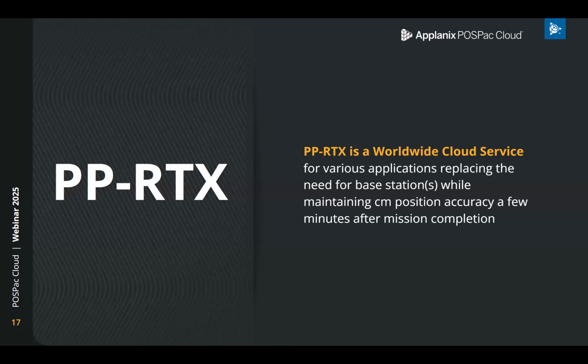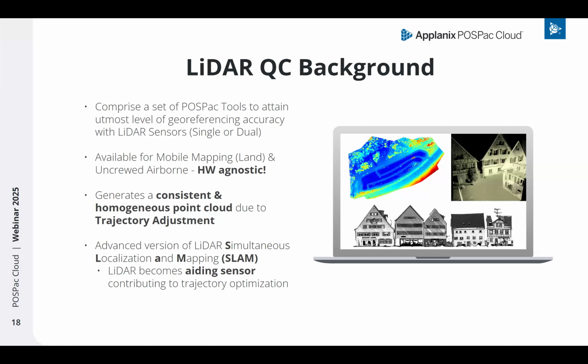PP-RTX is a worldwide cloud service for various applications, replacing the need for base stations while maintaining centimeter position accuracy a few minutes after mission completion. Another core feature is the LiDAR QC.